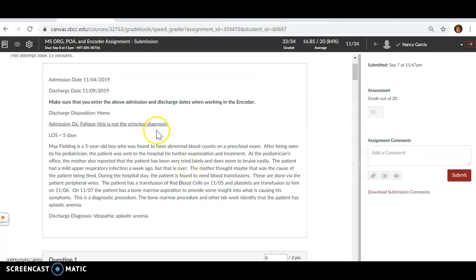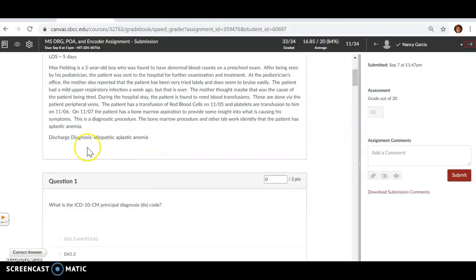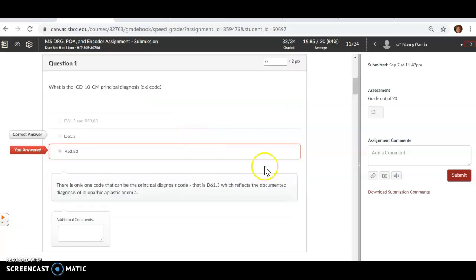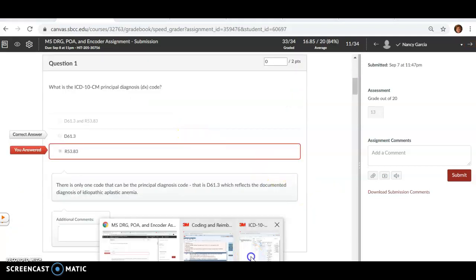Okay, a couple of things here, right? When you read through it, it says admission diagnosis, fatigue. This is not the principal diagnosis. Discharge diagnosis, idiopathic aplastic anemia. So let's just go ahead and look here.